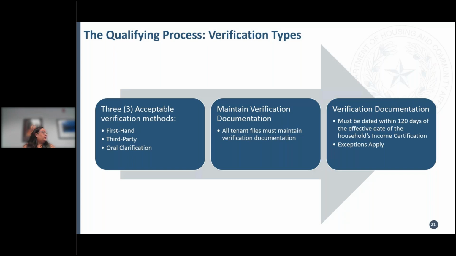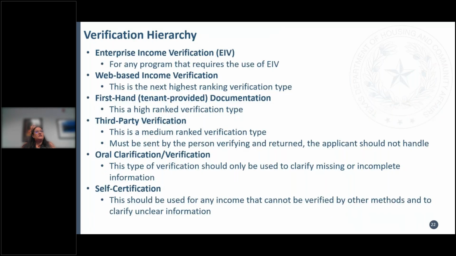We're good to keep going? Yep. Okay. So the other thing that came with HOPMA is the verification hierarchy. And so HUD has said, hey, there's all these ways to verify income and assets. Here's how we think they rank in order of effectiveness and importance and usability. Because it's HUD, the first one is the Enterprise Income Verification System, or EIV. So if you have a program that allows or requires the use of EIV, that one wins. That's over everything else.